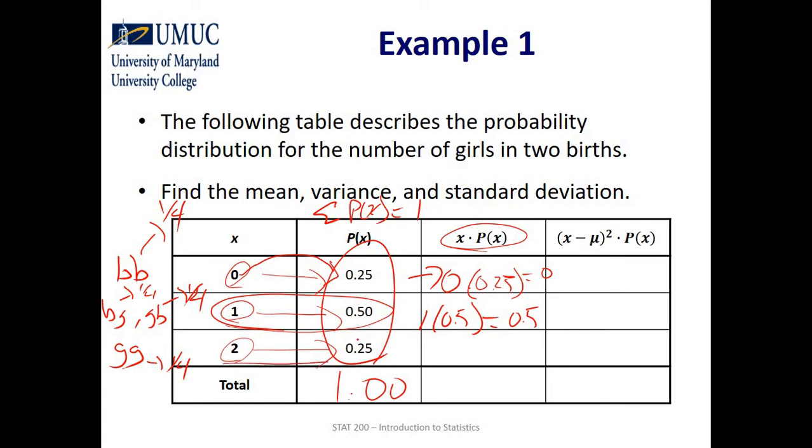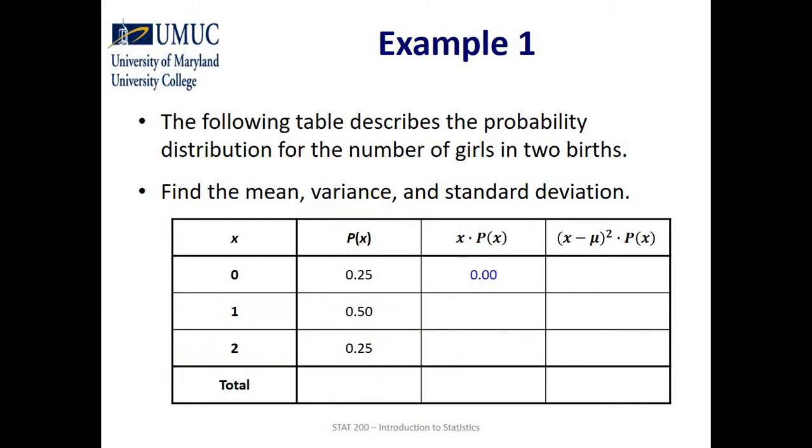And then for this last one, I'll multiply these. So I have 2 times 0.25, which is equal to 0.5. Hopefully you understand how I got those. I'm going to show you this a little bit cleaner now. So 0.0 is 0. We can just write it like this. 0 times 0.25 equals 0. For the next one, 1 times 0.5 equals 0.5. 2 times 0.25 equals 0.5.